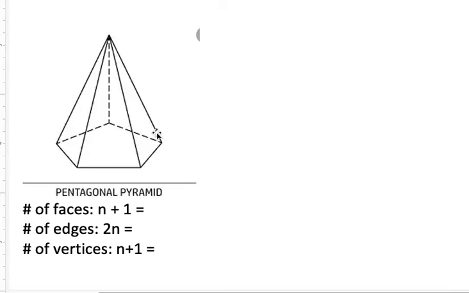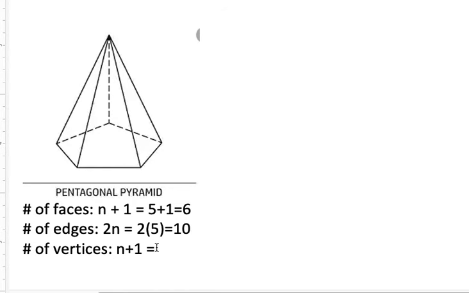So how many are there? There's the bottom plus 5 sides, that's 6, which fits with the formula n plus 1, which is 5 plus 1 equals 6. Okay, how about edges? If we just look at the picture, there's 1, 2, 3, 4, 5 edges along the bottom, and then 5 edges along the sides, right? Which fits with the formula 2 times n, 2 times 5 equals 10.